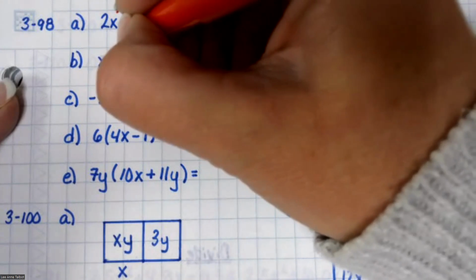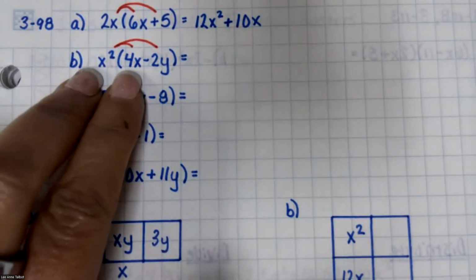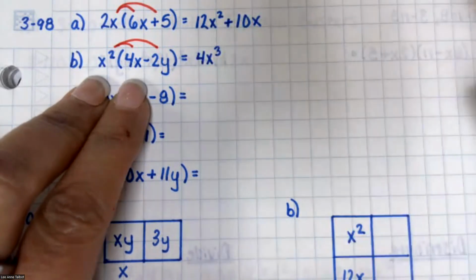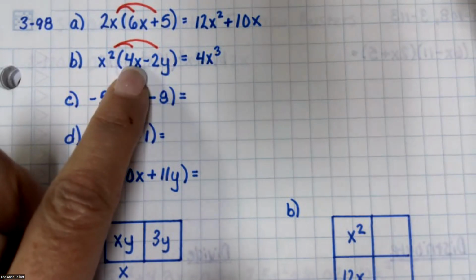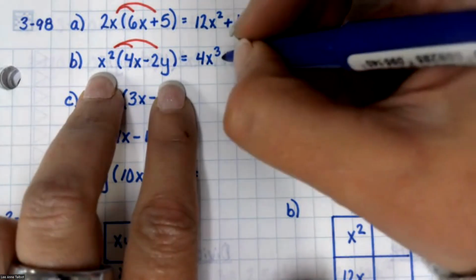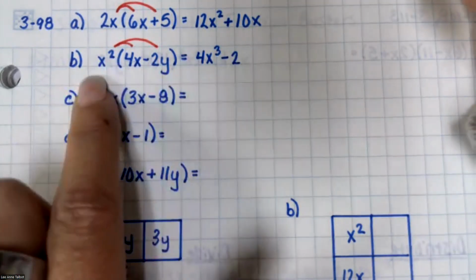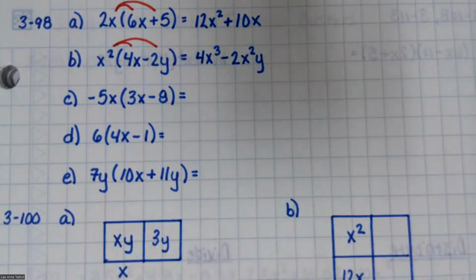Okay, now this one I definitely want to talk about because you have x squared times 4x. And x squared times 4x is 4x cubed. Because you have 2 here and 1 here. 2 and 1 make 3. Okay, now this one, x squared times negative 2y. It's definitely going to be negative. Definitely going to be a 2 in front. And then I have an x squared and a y. Again, if that's too hard, make the boxes. It's okay. Boxes are always okay.